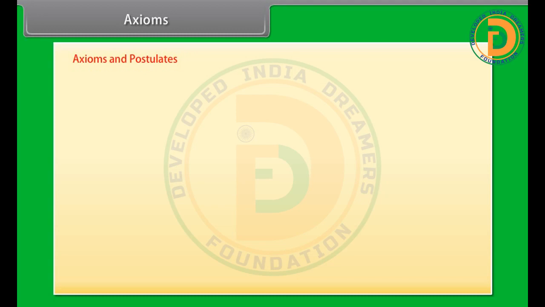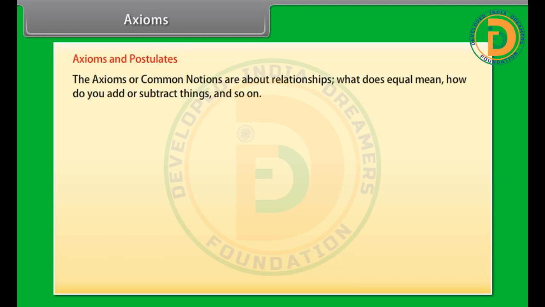Axioms. Euclid describes axioms and postulates, which we will discuss here. The axioms or common notions are about relationships. What does equal mean? How do you add or subtract things? And so on. These are assumptions which are self-evident truths.